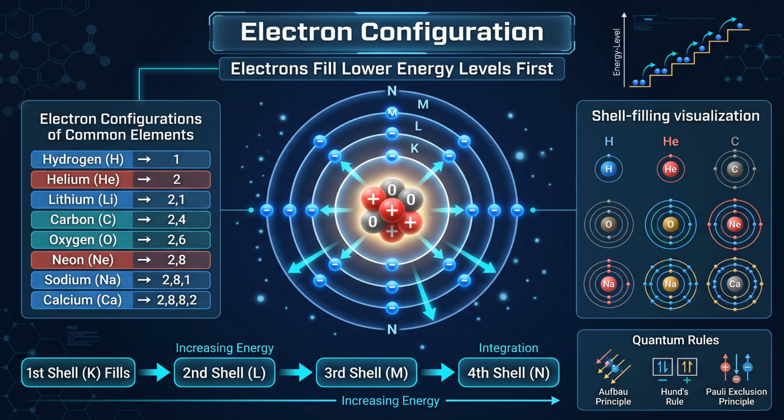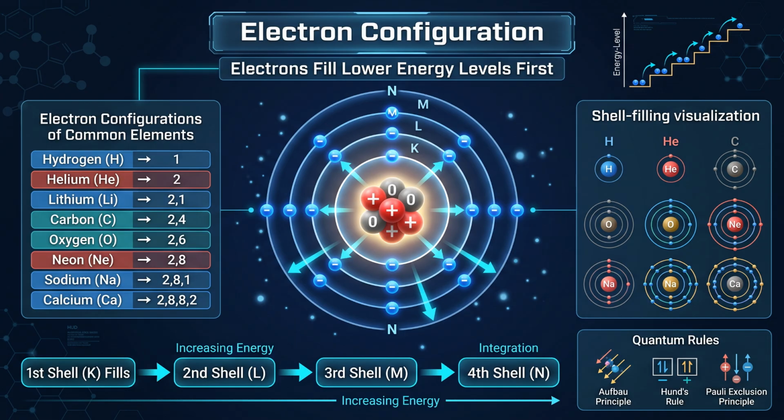The next example is neon, which has 10 electrons. 2 electrons fill the K shell, and the remaining 8 completely fill the L shell. Therefore, the electron configuration of neon is 2-8. Because its outermost shell is completely filled, neon is highly stable and chemically inactive.